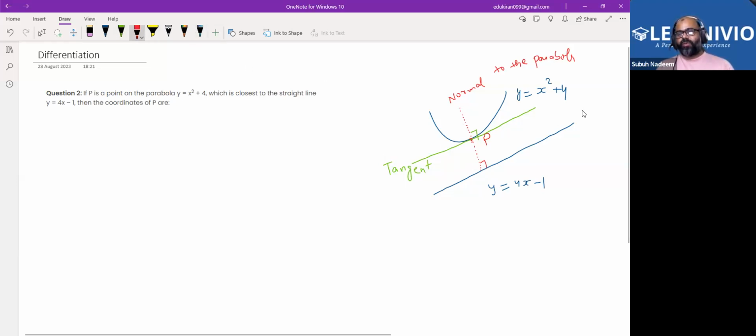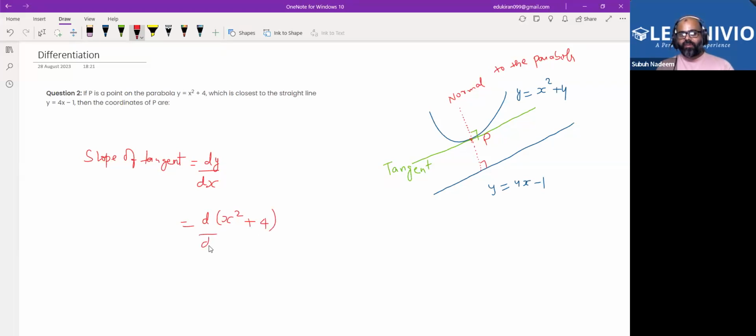So we will first find the slope of this tangent. This tangent line, which is the green line here, we have to find its slope. The slope of tangent is actually dy by dx for any curve, that is, the derivative of y with respect to x. So what is the curve? It is x square plus 4. We differentiate it with respect to x and we get 2x, as the derivative of 4 is 0.